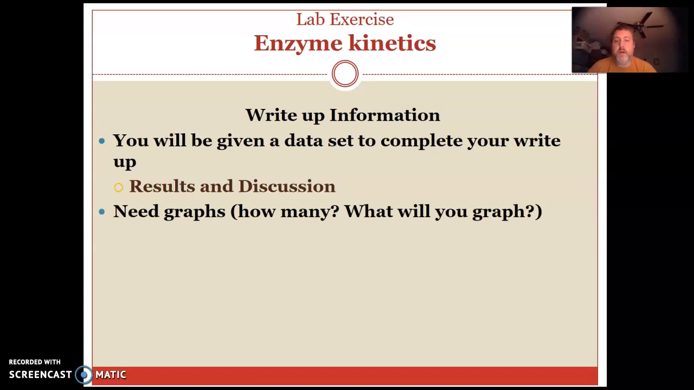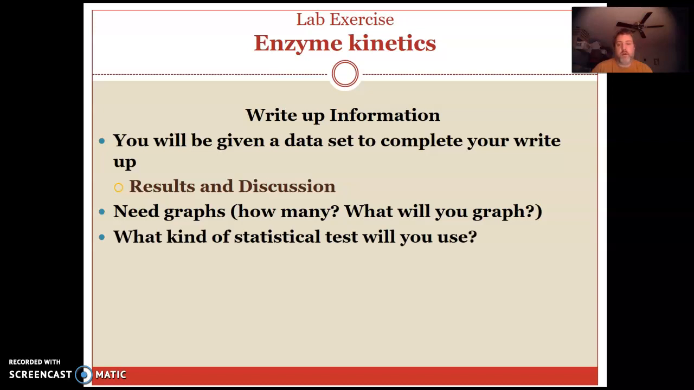You guys need to think about what you need for graphs. Right? So how many graphs are you going to do? What are you going to graph? Okay, that sort of stuff. What kind of statistical tests are you going to use?